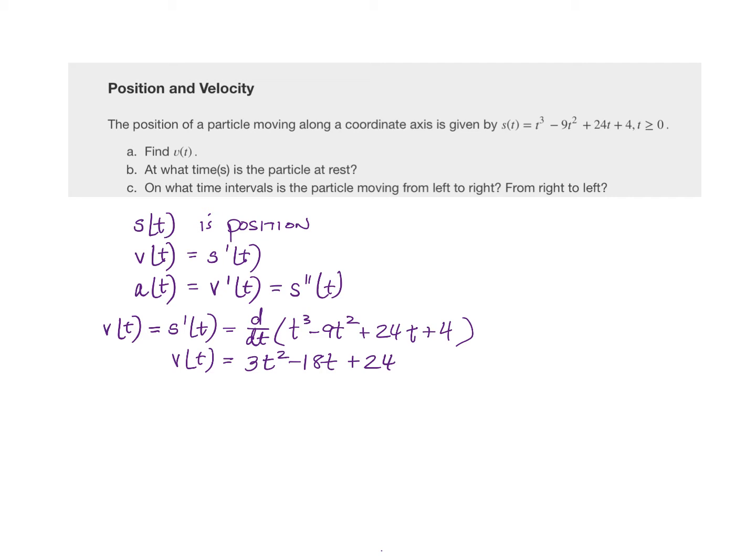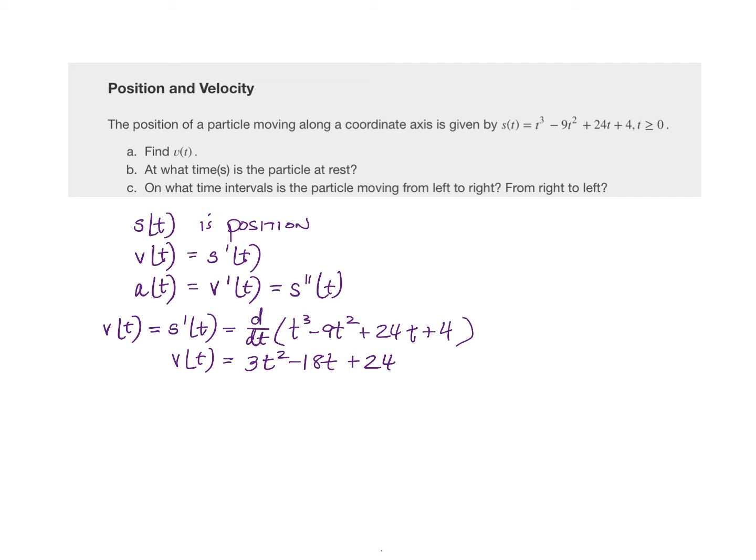It's now asking us, at what time is the particle at rest? What would the velocity be if the particle is at rest? Well, it would be 0, right? So we're not going to plug 0 in for t. That would tell us what the velocity is at time 0. Instead, we want to plug 0 in for v of t. We want to find out when the velocity is 0 and then solve for t.